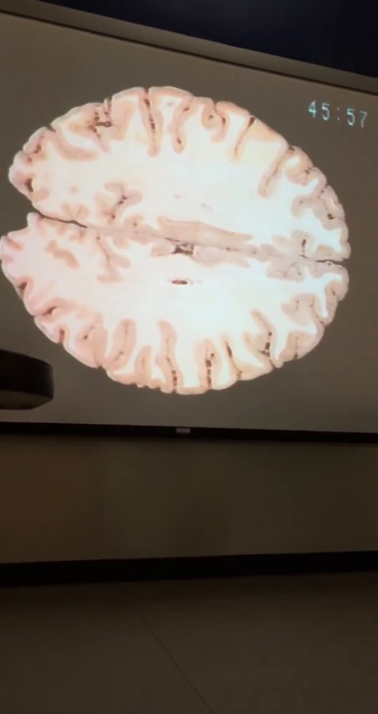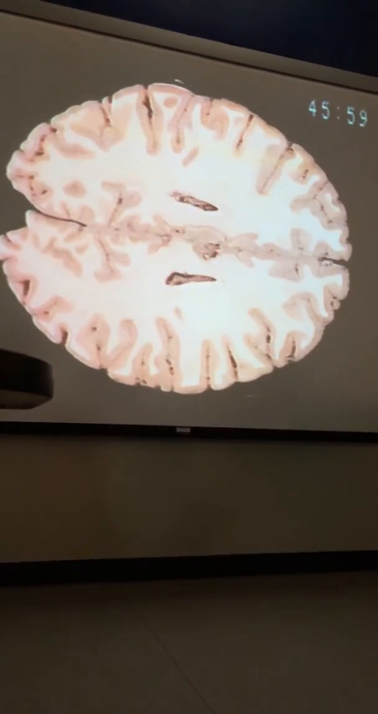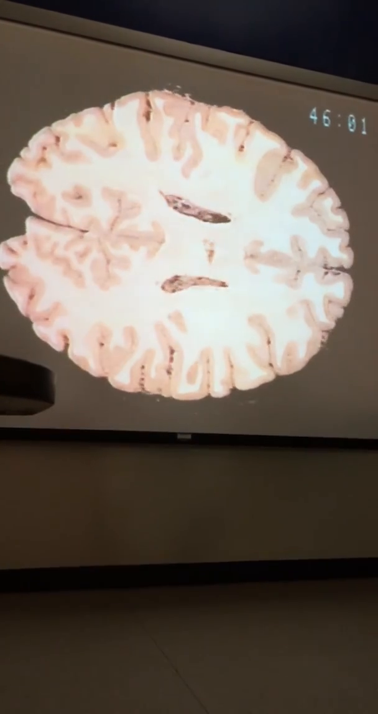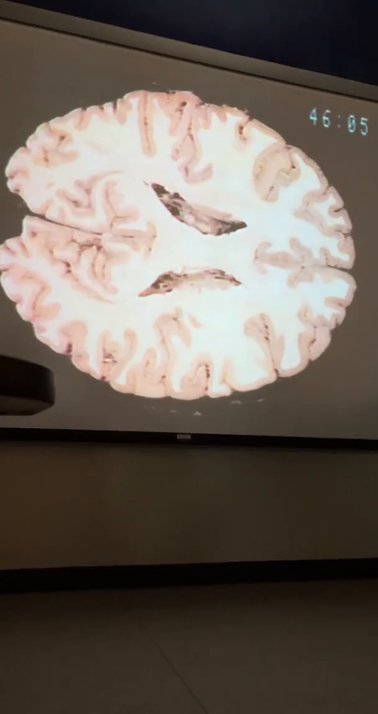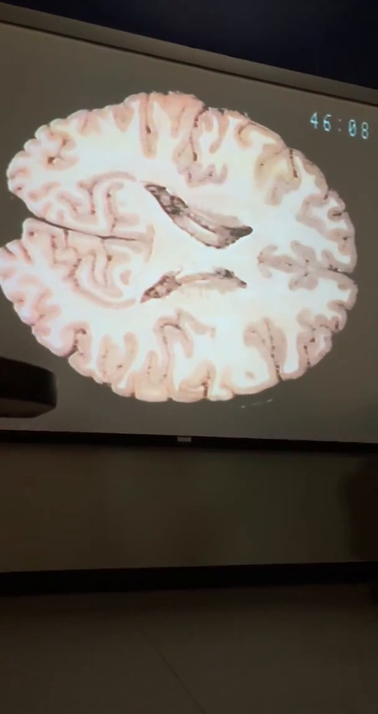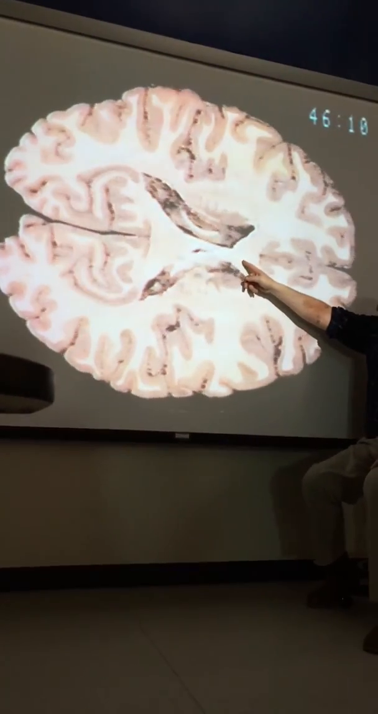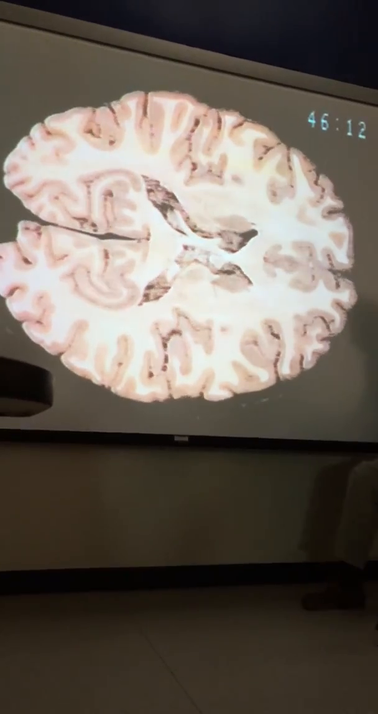Notice how much white matter there is. Your brain is mostly white matter. You hear about the brain being gray matter, but it's mostly white matter. And there you can see the ventricles of the brain. Those are the lateral ventricles. Now the gray matter that will appear down in here, that's the basal ganglia.